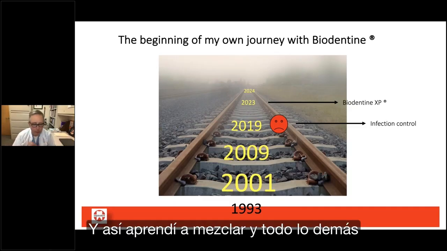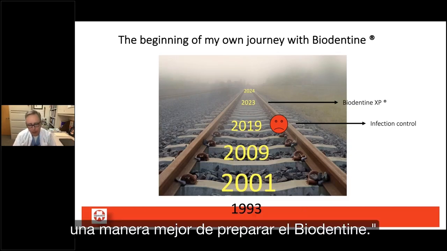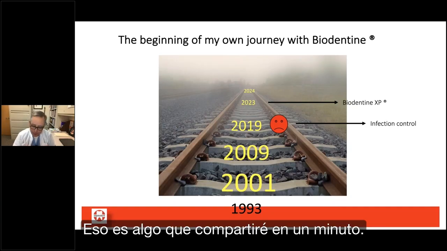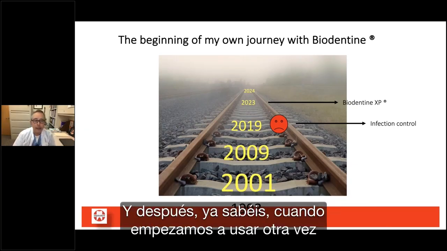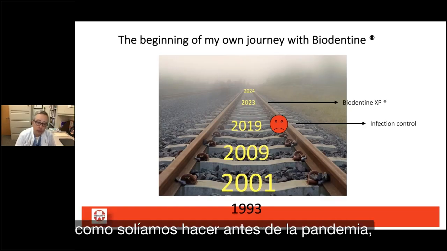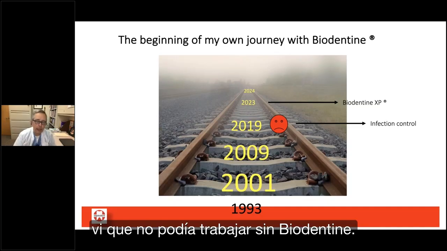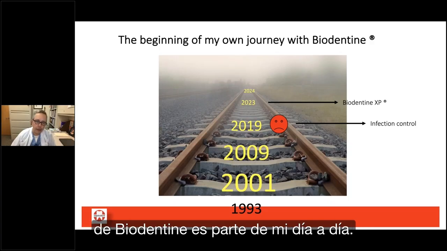And so I learned how to mix and everything else. And I complained to Septodont that you guys need to find a better way to prepare the Biodentine. That's something I will share in a minute. And then obviously Biodentine XP is the newest member of the family. After we started to use high speed again and create aerosols again, like we used to before the pandemic, I cannot really work without Biodentine. I strongly believe that the clinical application of Biodentine is part of my daily life.